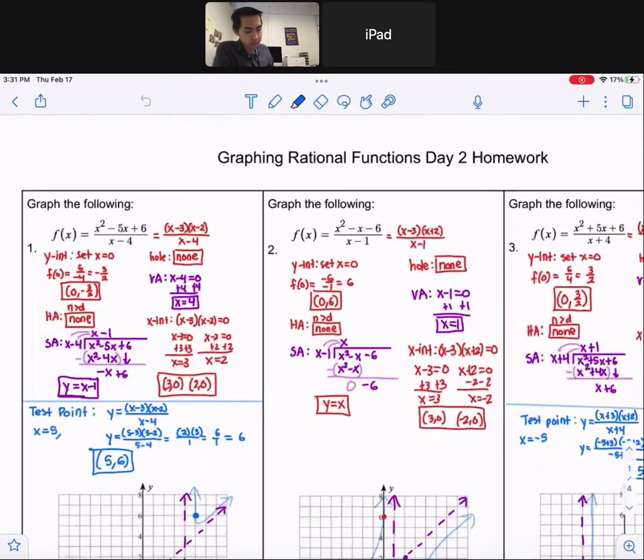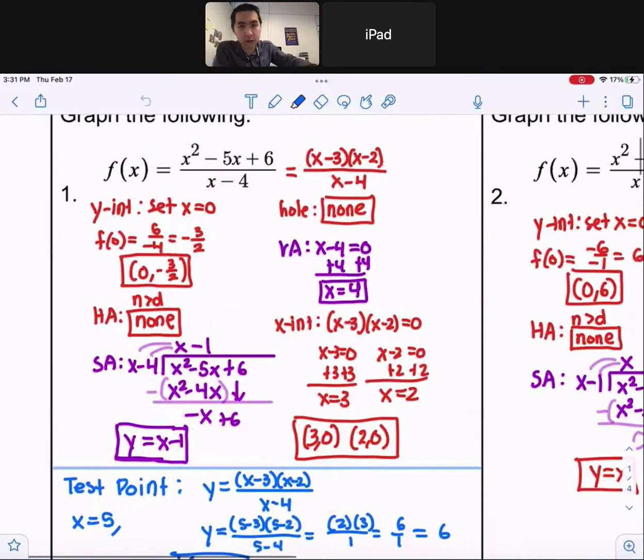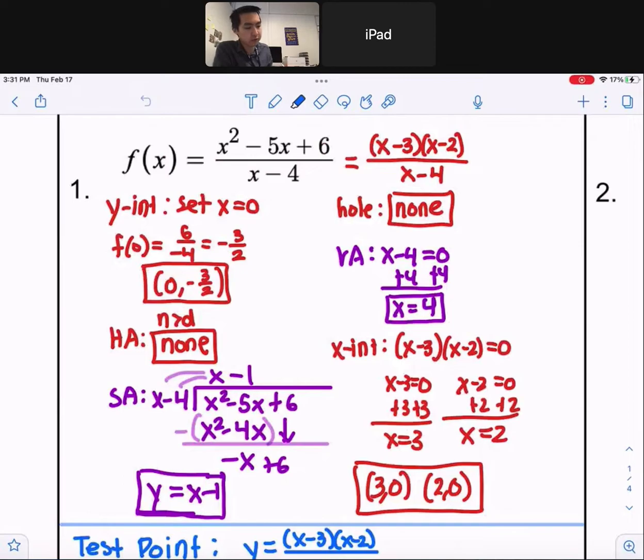Okay, so I'm just going to do a quick overview of this so that you have an understanding of where each thing's coming from. To find the y-intercept, you just set x equal to 0. So plug in 0 for all of these x's, and you will only have 6 over negative 4, which simplifies to negative 3 halves. So the y-intercept is 0, negative 3 halves, okay?